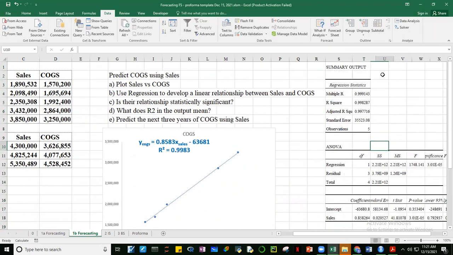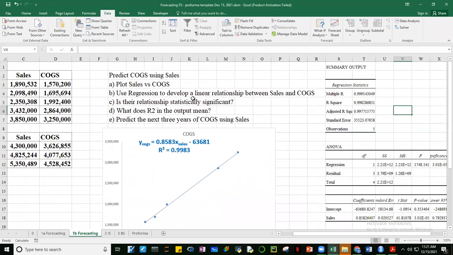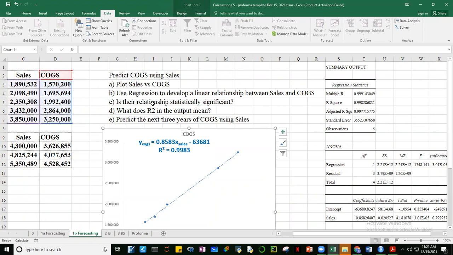Okay, let's try to answer some questions here. So plot sales versus COGS, ito na yun. Use regression, ito na yung regression output natin.